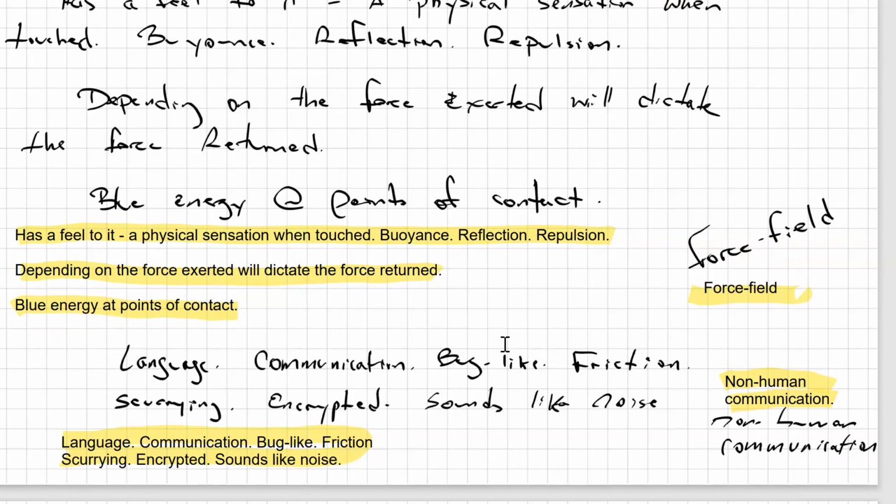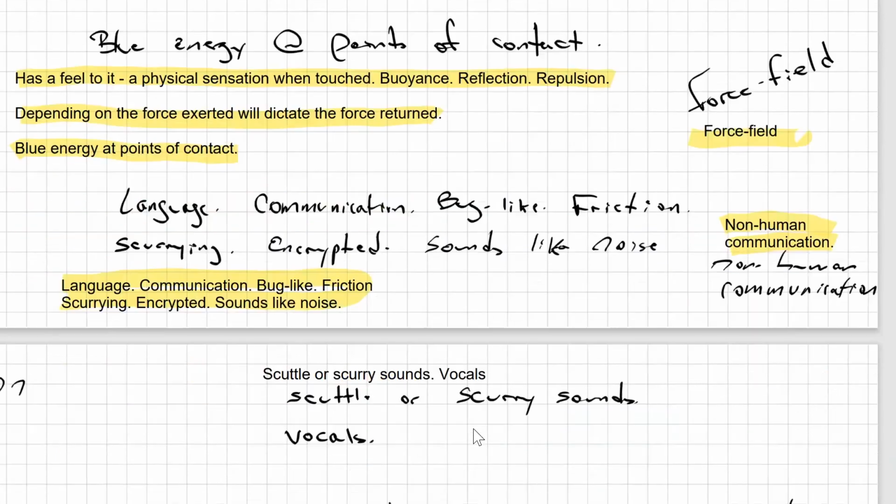There was some kind of communication happening, and I wrote non-human communication. It was a language. It was bug-like. It sounded like friction and scurrying. It was encrypted. It sounded more like noise.